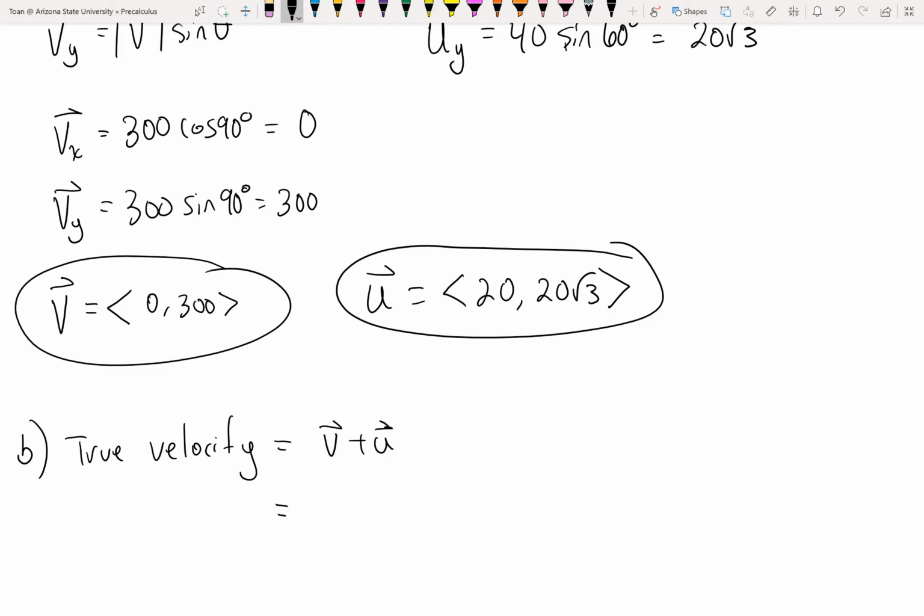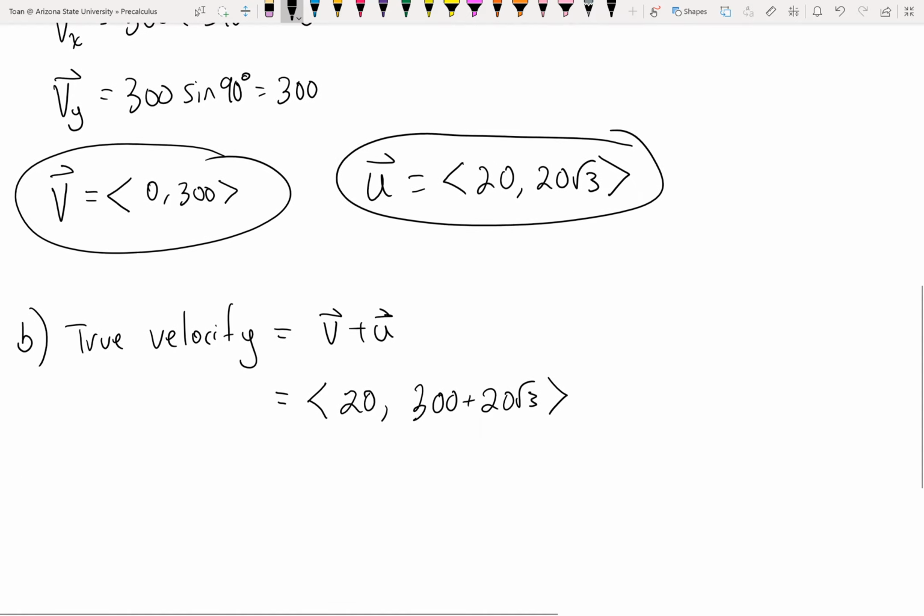So we're going to go ahead and just add them. Add the x components and add the y components. So we have 0 plus 20 for the x. So that's going to be 20, comma, and 300 plus 20 rad 3 for the y. Because they're not like terms, I'm going to leave them separate like that.